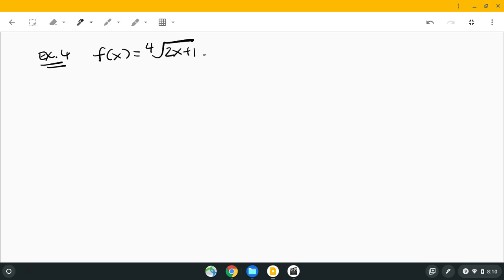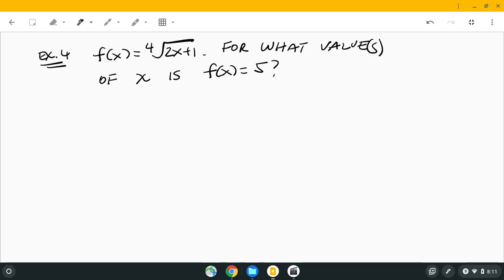And then it'll say, for what value or values of x is f of x equal to 5? So they're basically saying, solve this equation, set it equal to 5 and solve it. Okay, so that's what they're saying. Take this here, set it equal to 5 and solve.